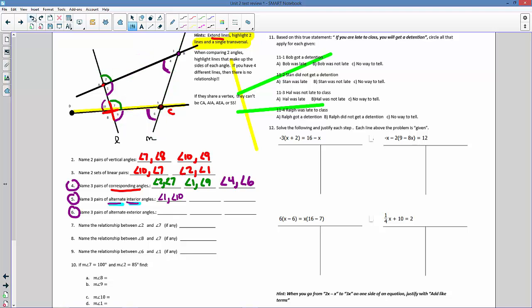Okay. Oops, I want to go back and do that. Okay. So I want alternate interior angles. Well, here's the transversal. The yellow line is the transversal. Alternate sides would be like 7 and 6 are on alternate sides. 5 and 9 are on alternate sides. 10 and 6 are on alternate sides too, but they want alternate interior. So 7 and 6 and 9 and 5.